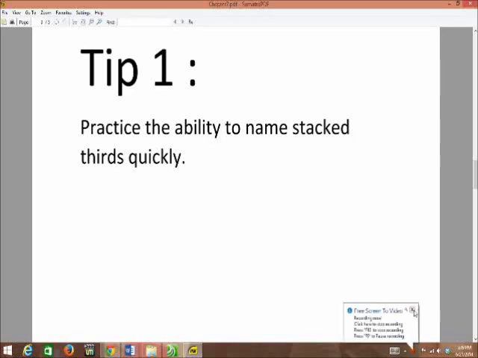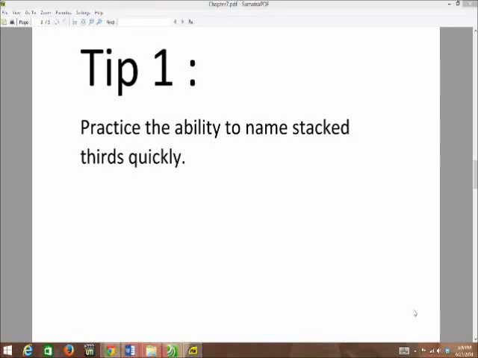Here are your 3 tips for Chapter 7 of the text for SPC Music Theory. Tip 1. Practice the ability to name stacked thirds quickly.